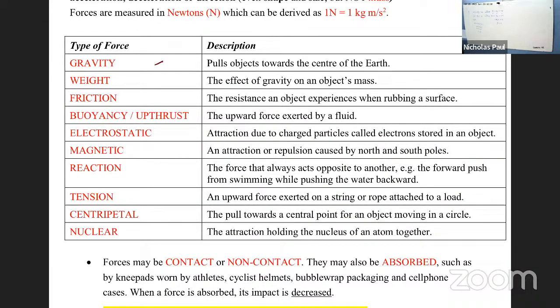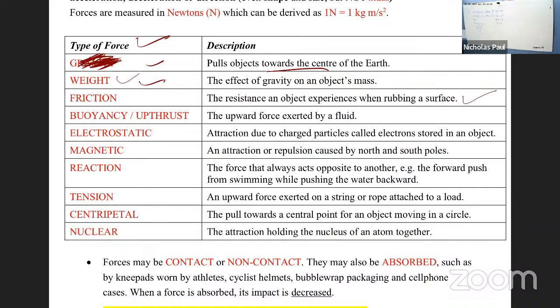You have gravity, right? Gravity creates a downward force. You have weight, which is really gravity. Actually, you shouldn't have this here. The force is really called weight, but weight is as a result of gravity. So gravity is not really a type of force. It creates the force called weight. Then you have friction, that's a resistive force.